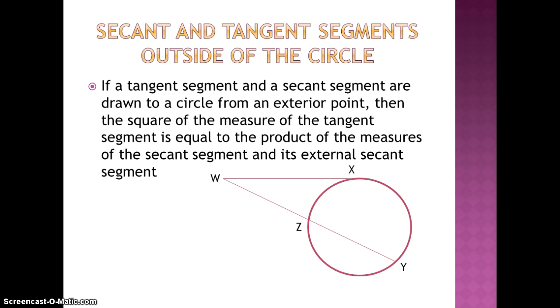If a tangent segment and a secant segment are drawn to a circle from an exterior point, then the square of the measure of the tangent segment is equal to the product of the measures of the secant segment and its external secant segment. So in other words, we have WX squared, which is our tangent line, equals WZ times WY.